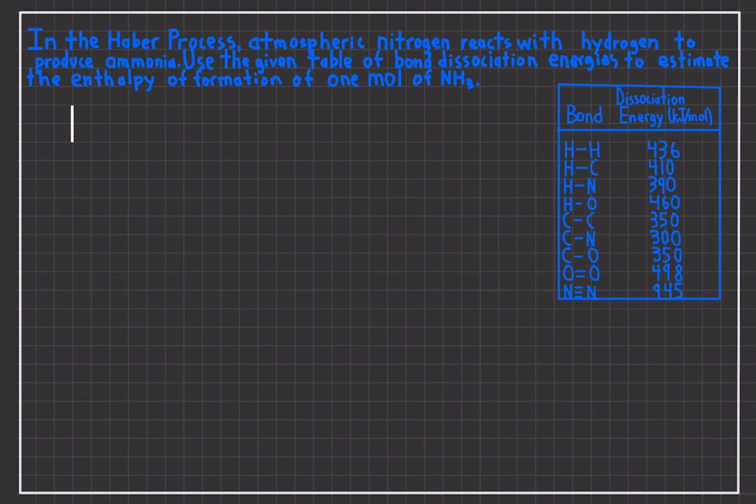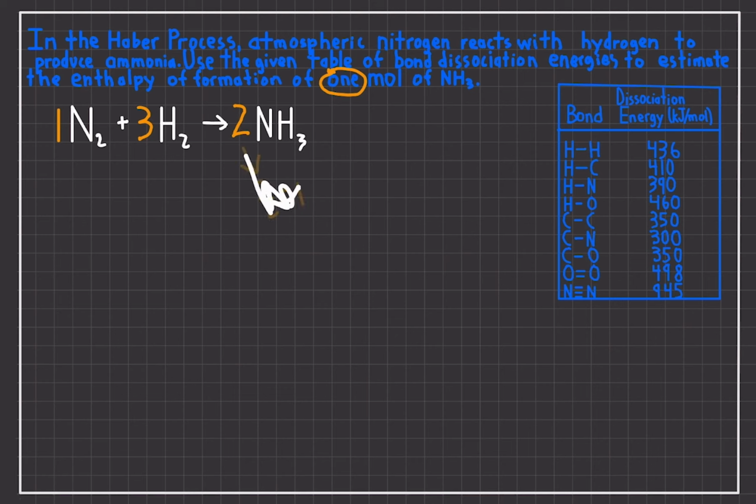Let's try another problem. In the Haber process, atmospheric nitrogen reacts with hydrogen to produce ammonia. Use the given table of bond dissociation energies to estimate the enthalpy of the formation of 1 mole of ammonia. The first thing that we need to do is to write the balanced chemical equation. In this problem, we have nitrogen reacting with hydrogen to form ammonia.